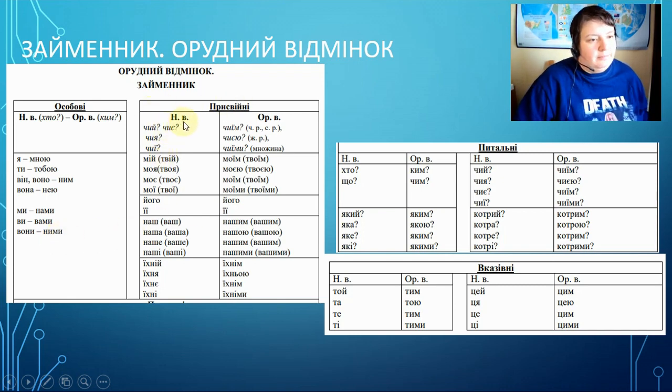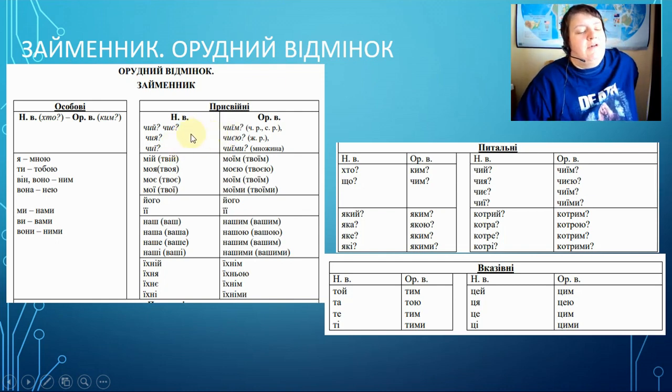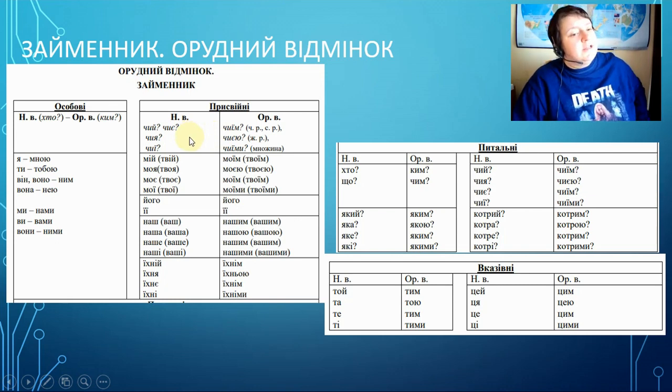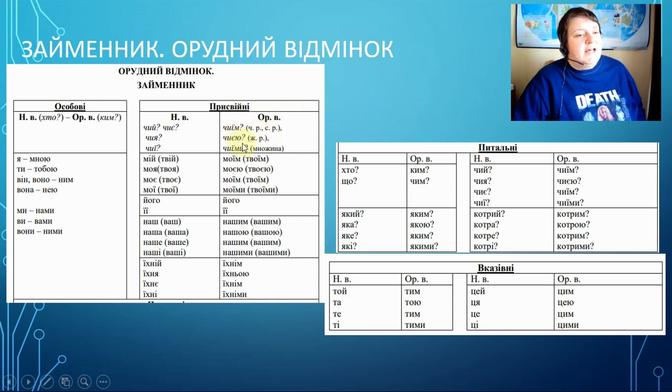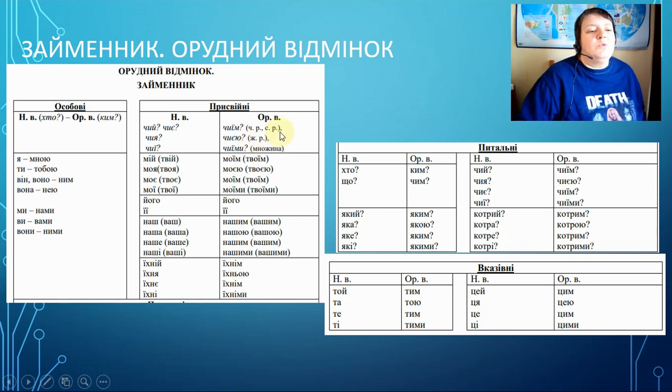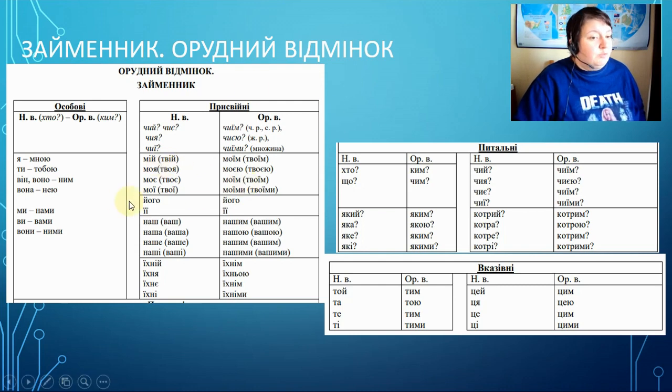Next, possessive pronouns. You know, the question is whose, which ones. And we have here masculine, feminine, neuter, and plural. In instrumental case, with the help of whose. So let's look here. Мій, твій, my, your, моїм, твоїм, with the help of my, with the help of your.